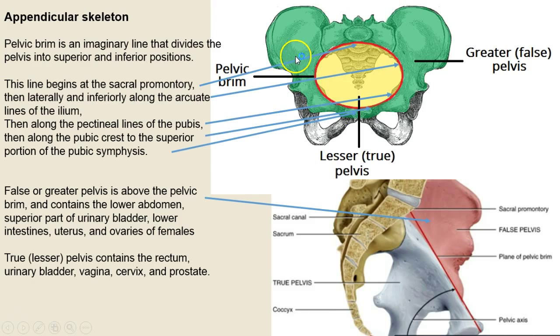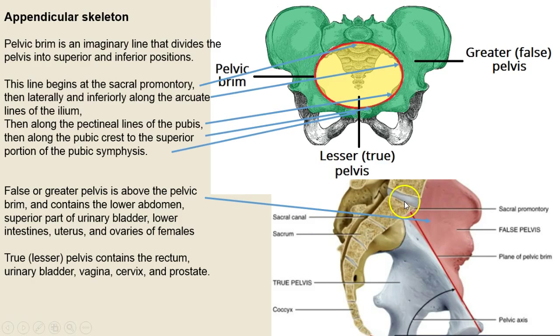Now above this region is the false pelvis. And it doesn't mean it's fake. It's a term, or greater pelvis if you wish. I prefer greater. And this is where part of the urinary bladder and the intestines, uterus are. Now the true or lesser pelvis is below.